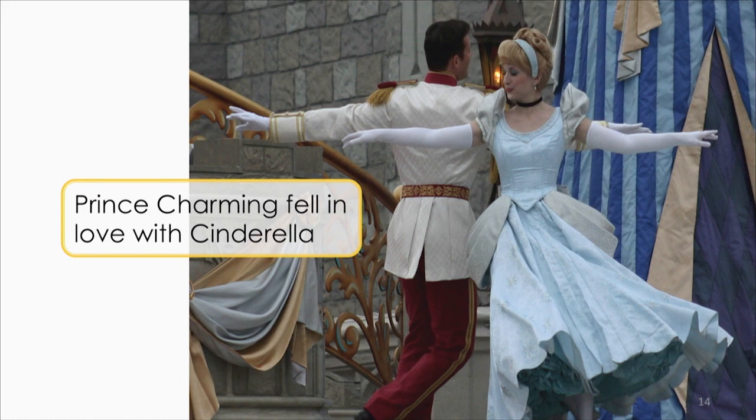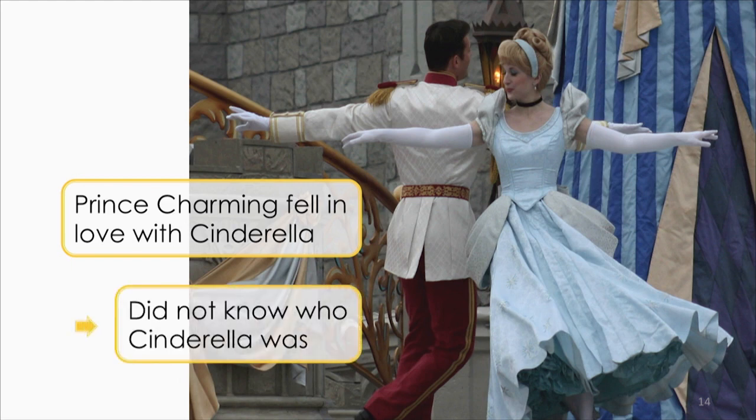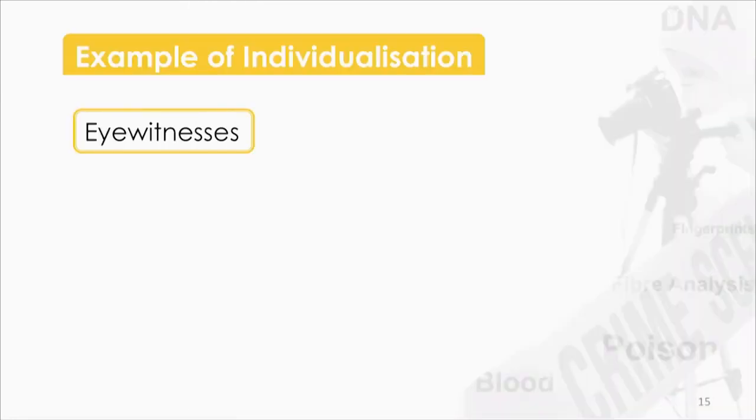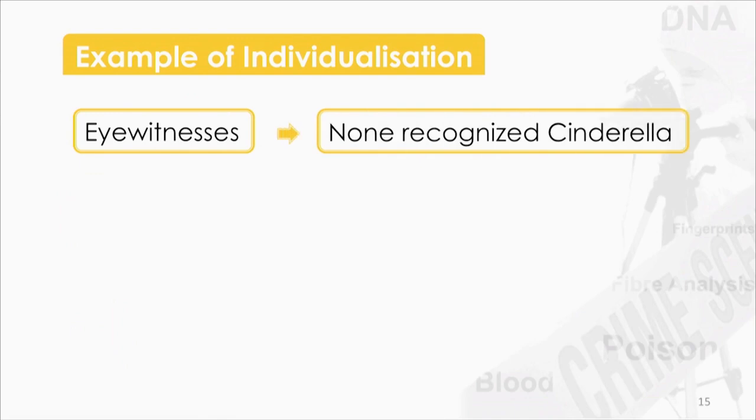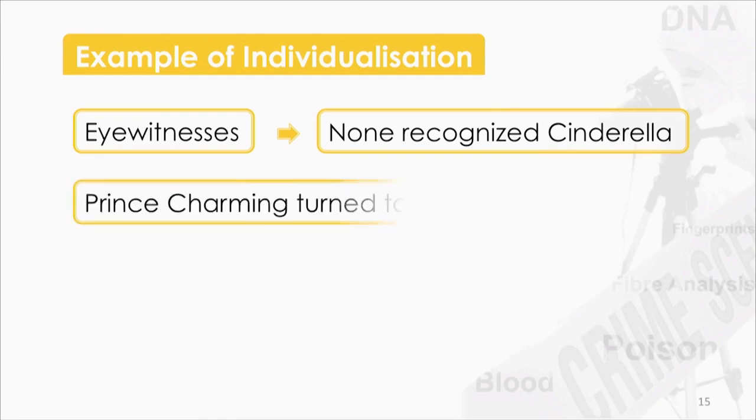And of course, the prince had fallen in love with her, but didn't know who she was. So he had to investigate and find out who this lady was. None of the eyewitnesses were any use, because none of them had ever seen Cinderella dressed like this before, and so could not recognize her. So he could not rely on any eyewitnesses. So what did he do? He turned to forensic science.